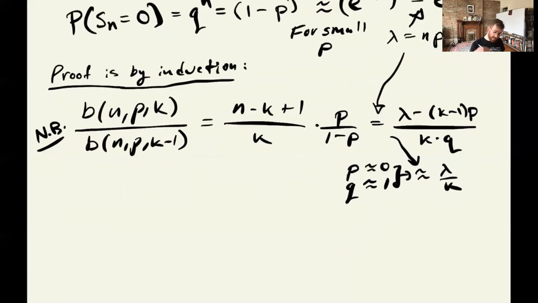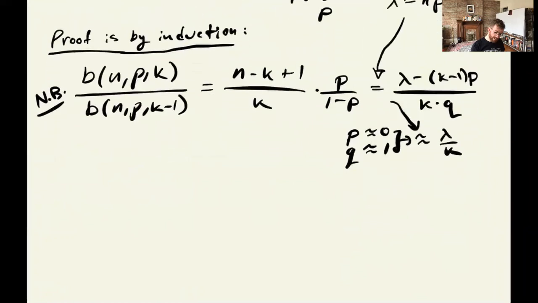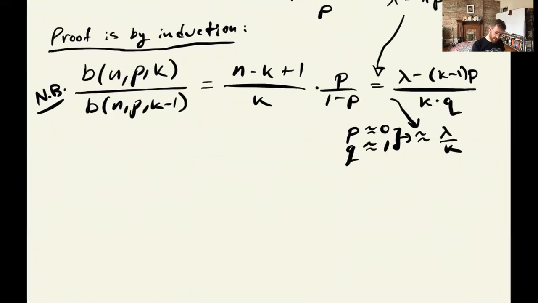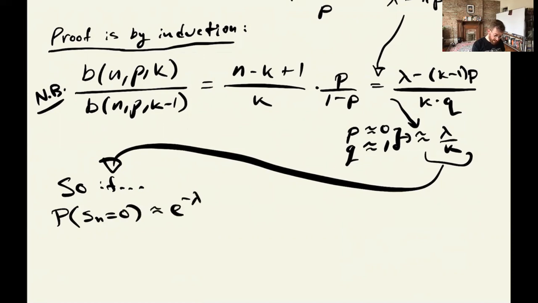So in particular, once I've made this first observation that e to the minus lambda approximates P(Sn = 0), so if the probability of Sn equals 0 is well approximated by e to the minus lambda, then the probability that Sn equals 1, so you think of this as our k equals 1, equals lambda times e to the minus lambda.